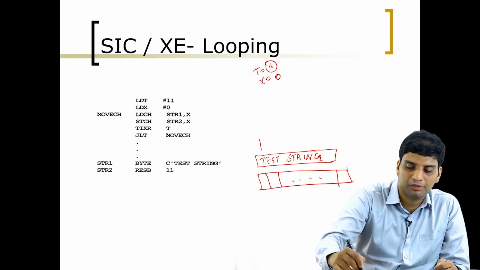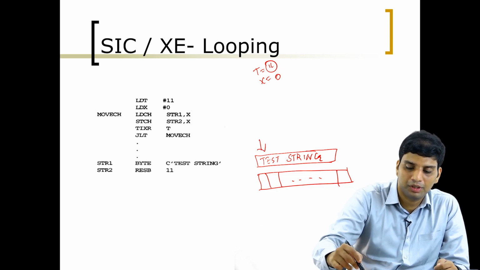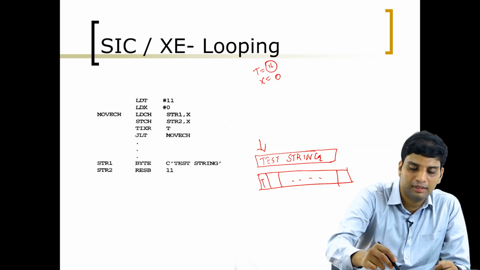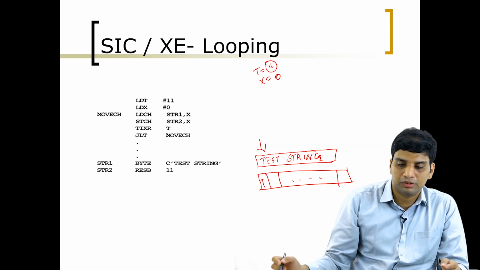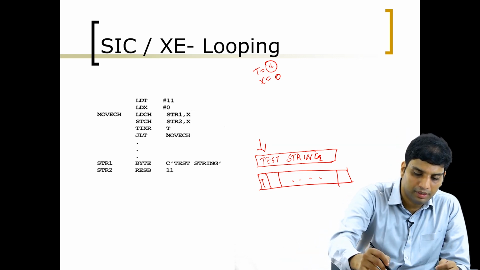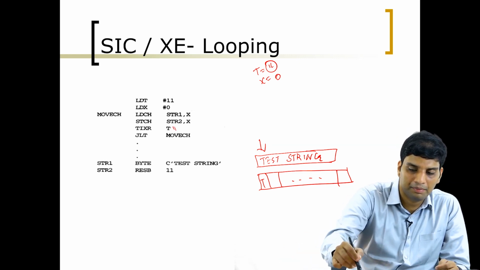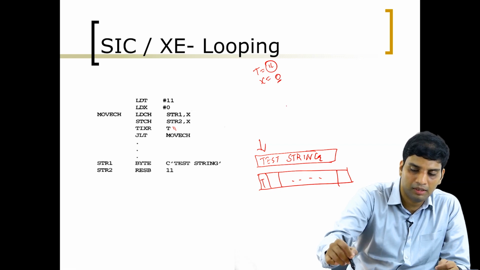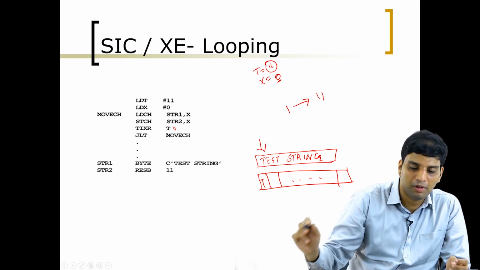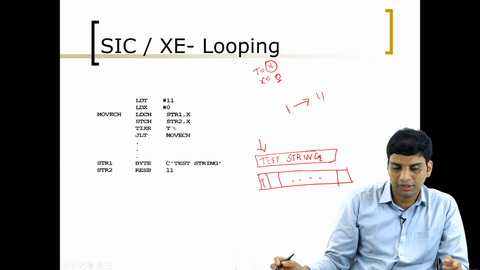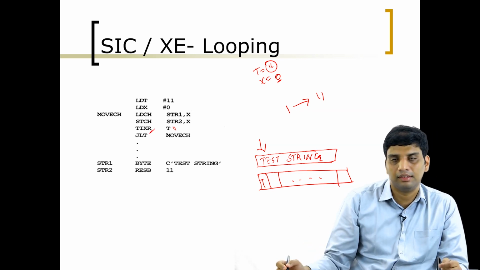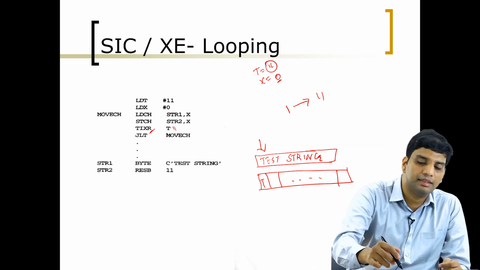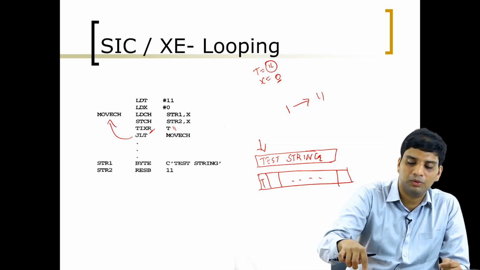X value is 0, so the first value is loaded into the accumulator, then stored, and you are storing the T value here. Next line, TIXR T. That means T contains 11. What will I do? I will increment 0 once, so now it becomes 1. 1 is compared with 11. It is the same operation. There we are using TIX, here we are using TIXR, register comparison. Clear? Then when it is less than, again I have to move.